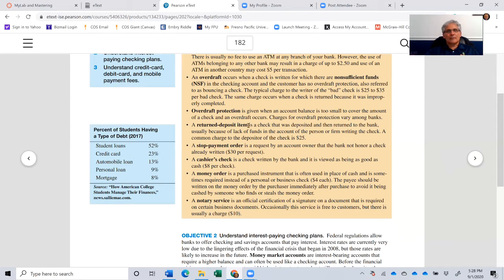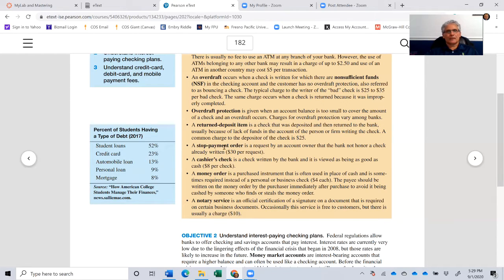A return deposit item is a check that was deposited and then returned to the bank. So you received money from somebody in a form of a check, $100 as an example. You deposit it. You think you have the $100, but then it comes back to you a few days later as a return deposit. Usually you're going to even be charged for that as well. So when you want to recover for that return check, you'll have to get whatever that check amount is from that person that paid it to you, and then ask for them to cover the fees that the bank is charging you.